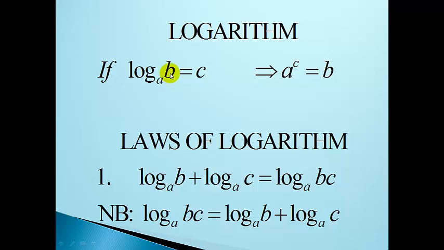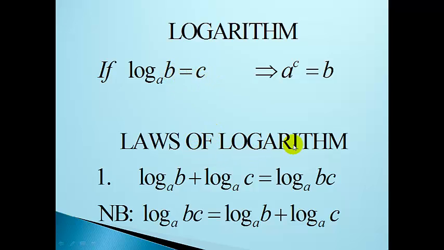If you want to do away with the log, a raised to the power, that is the base raised to the power c, is equal to b. And therefore, the log is nowhere to be found. So from the definition of logarithm, giving log b to the base a equals c, a raised to the power c is equal to b.